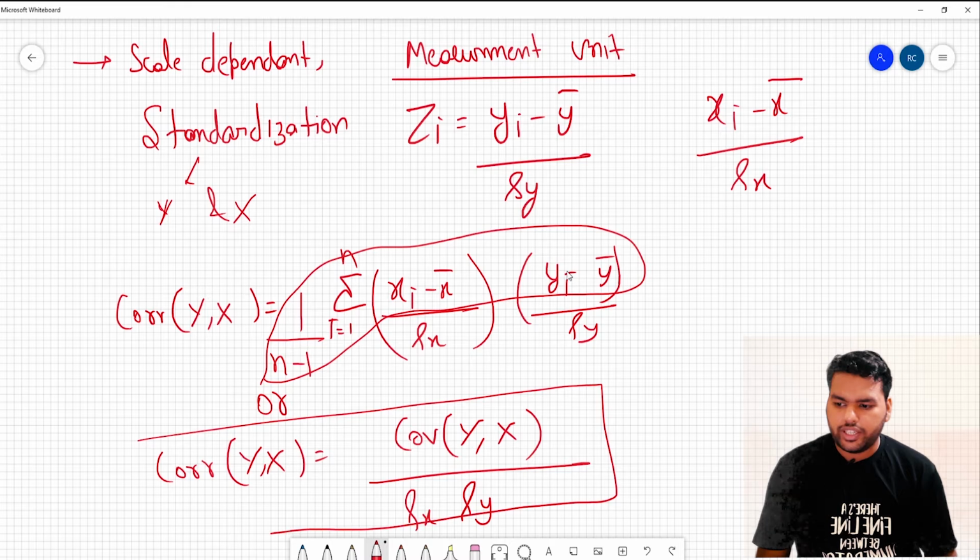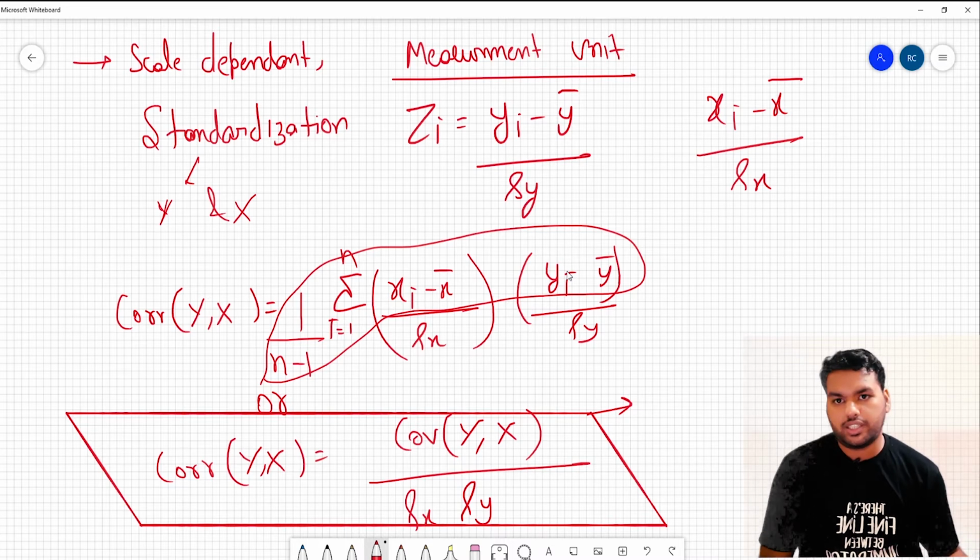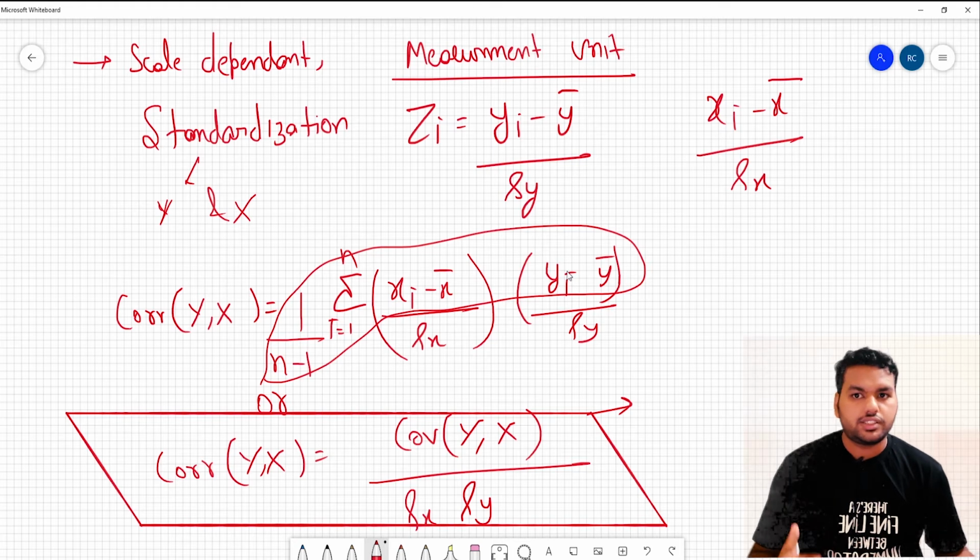Now this correlation does not depend on the scale in which you are measuring. Either you measure in centimeters or you measure in meters, it does not depend on the scale. That is, the correlation is scale invariant, while the covariance depends on the scale. So we use the correlation.